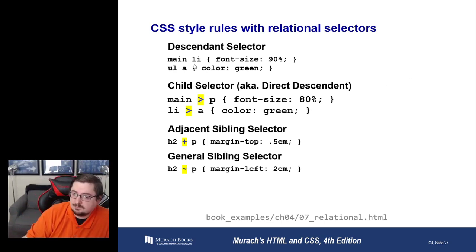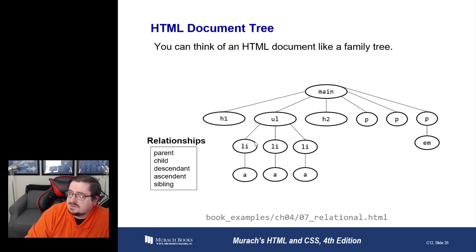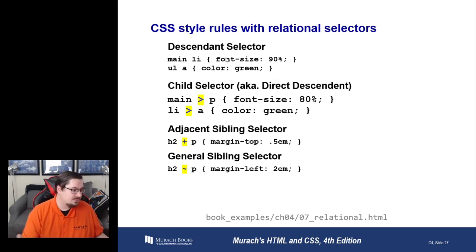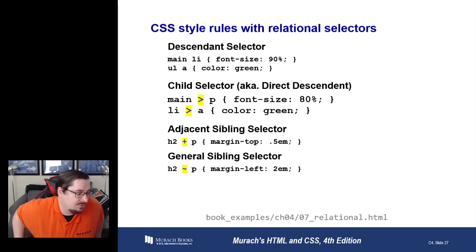Things to notice there: if I'm looking at the descendants of main that are li's, those are not directly next to each other. Main and li's are down here. They have the UL in between. So if I say main space li, I'm referring to all three of these li's here. But notice that those are not what we would call direct descendants. They're not directly children, but they are descendants of main. Similarly, if we're looking at the UL and the A, there's an li in between. So when you're writing descendant selectors, there may be other things in between, or there may not be anything in between. They may be direct children. You get both.